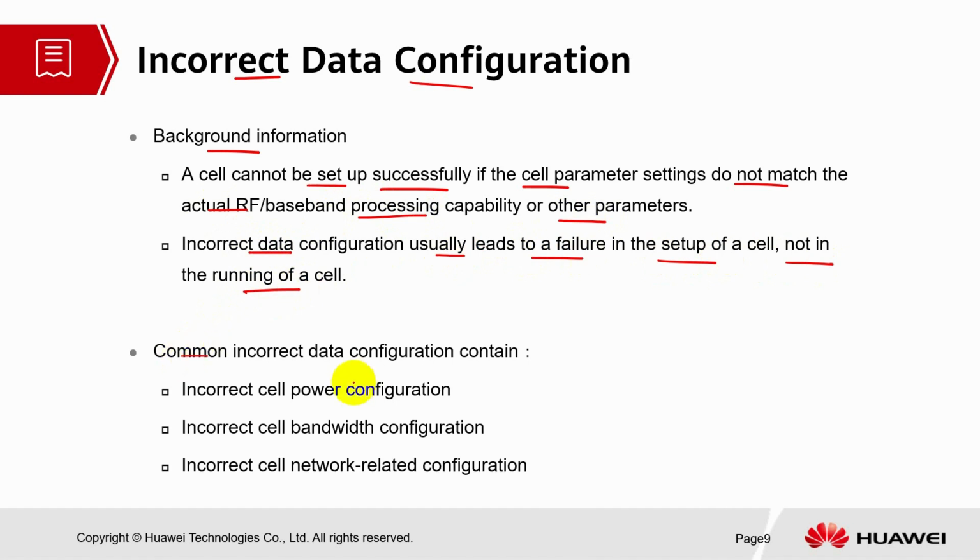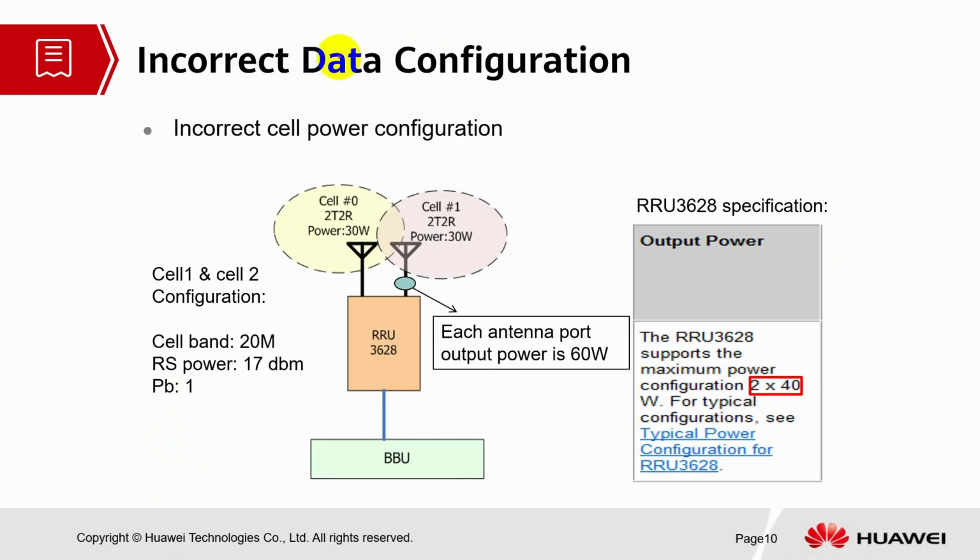Common incorrect data configurations contain incorrect cell power configuration, incorrect cell bandwidth configuration, and incorrect cell network related configuration. Let's look into the first part. For the incorrect cell power configuration, cell 1 and cell 2 are configured with cell bandwidth 20 MHz, reference signal power 17 dBm, and PB is 1.